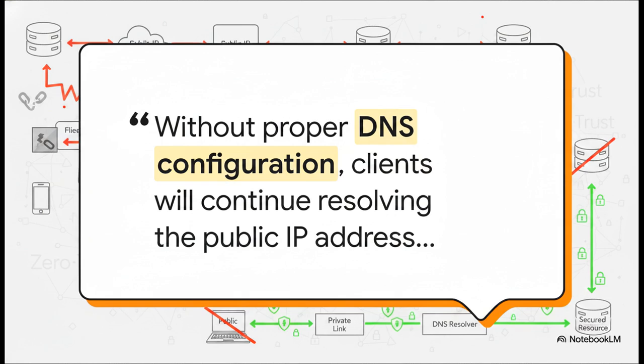If your application resolves the public IP and you've properly secured the resource by disabling public network access, well, your app breaks. But if you forgot and left that firewall open, well, you've completely nullified your entire Zero Trust architecture.